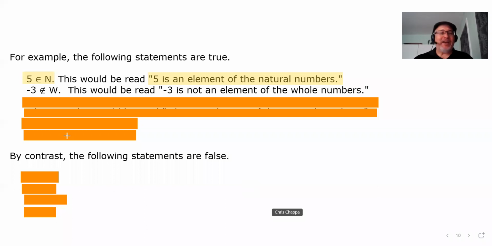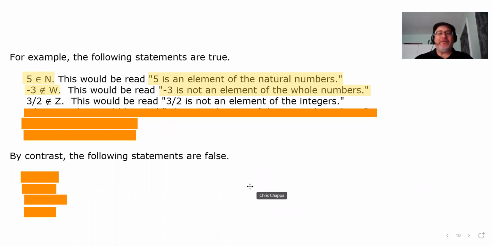-3 is not an element of the whole numbers. This would be read, -3 is not an element of the whole numbers, which is true. The whole numbers start with 0, but they don't include negatives. So that is a true statement. -3 is not a whole number. 3/2 is not an element of the integers. Remember, the integers were the positive and negative whole numbers, but they don't include fractions or decimals.